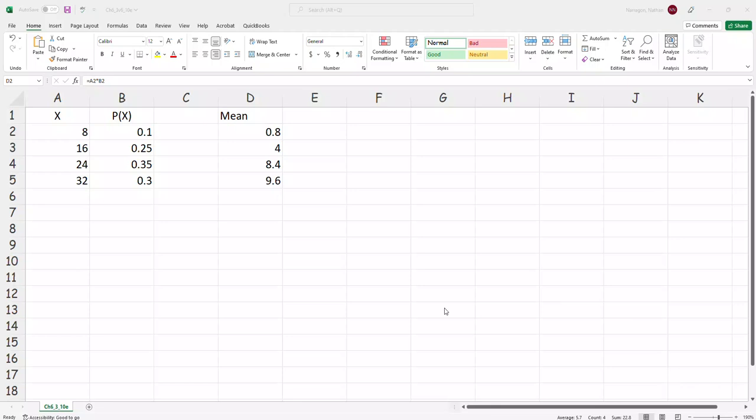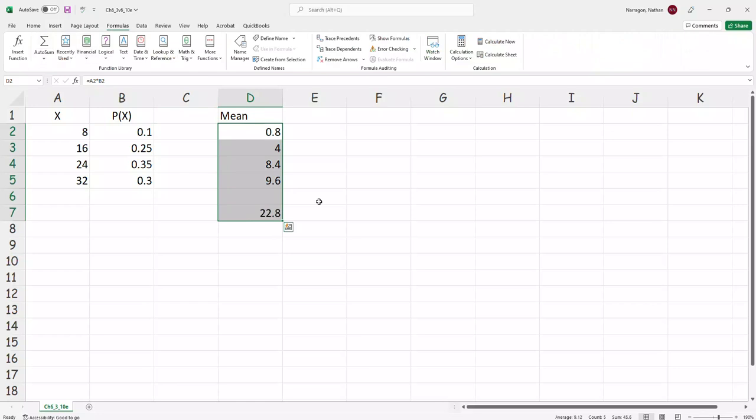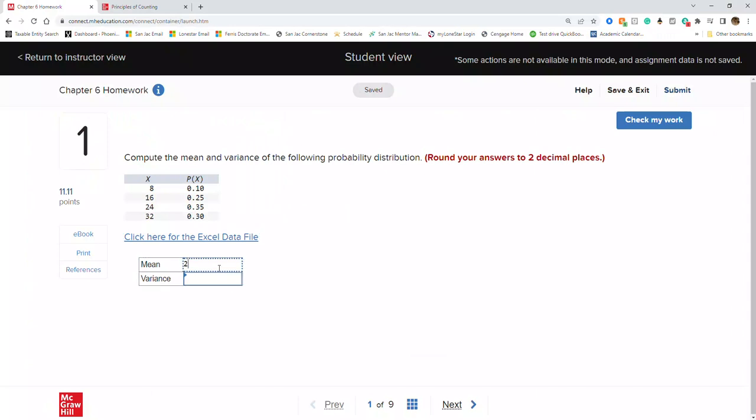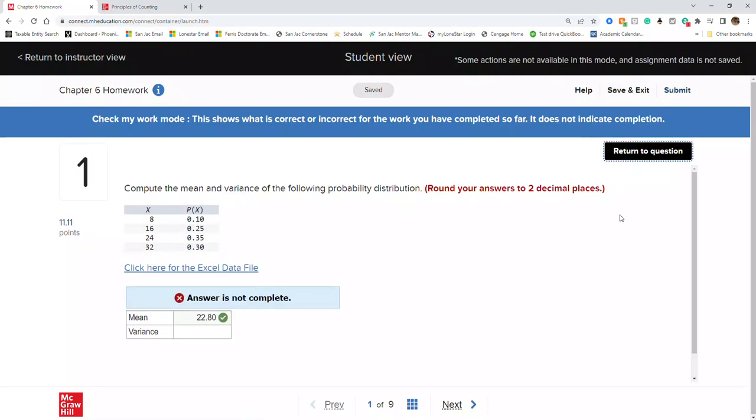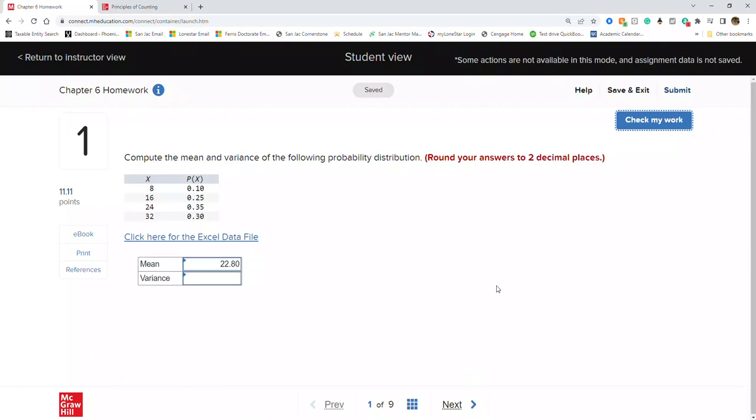Now that we have them multiplied out, all we have to do to find the mean for this random variable is go ahead and add them. So you can select them all and then go to Formulas and hit AutoSum. So my mean should be 22.8. Always check, make sure, because we do need that mean for the next part to find the variance.